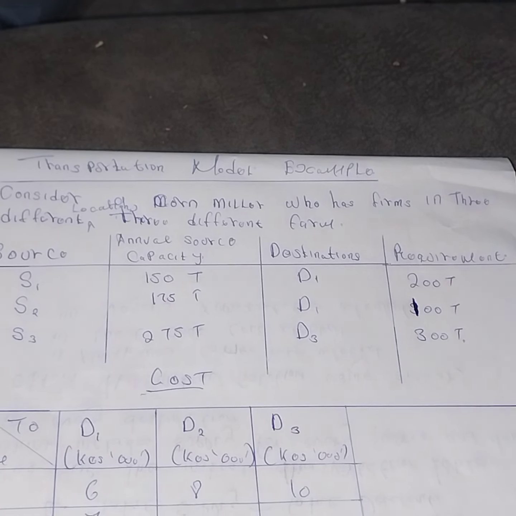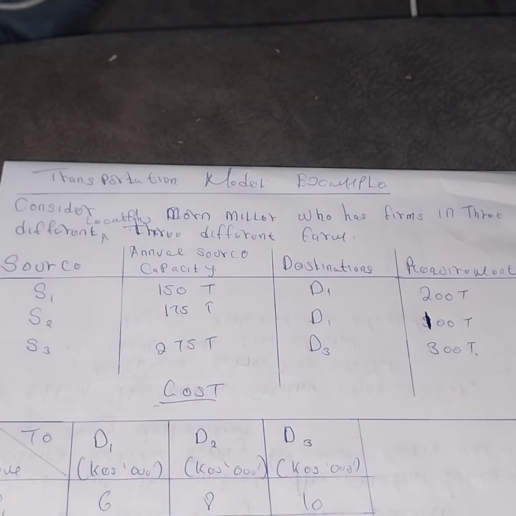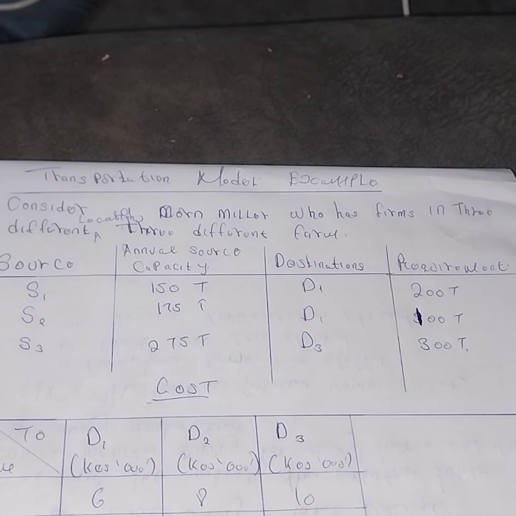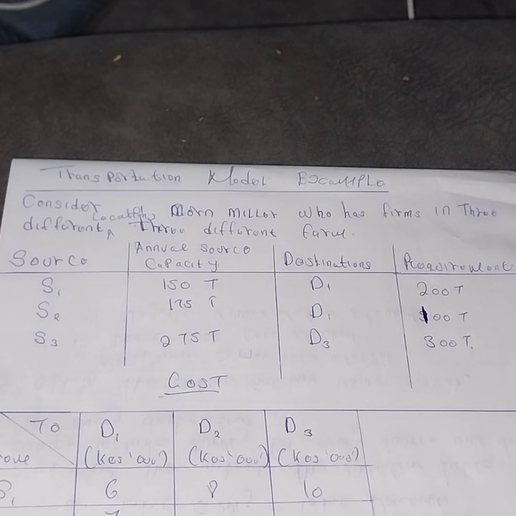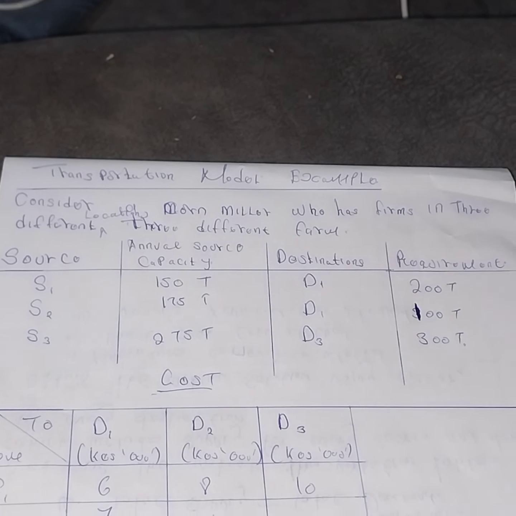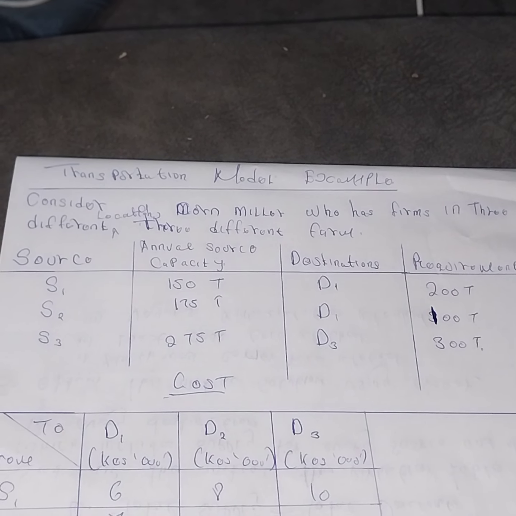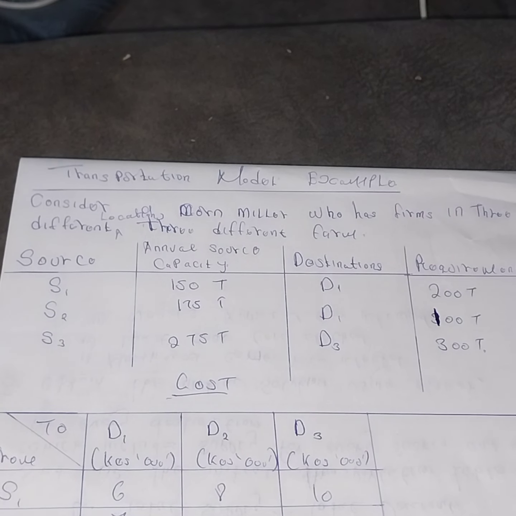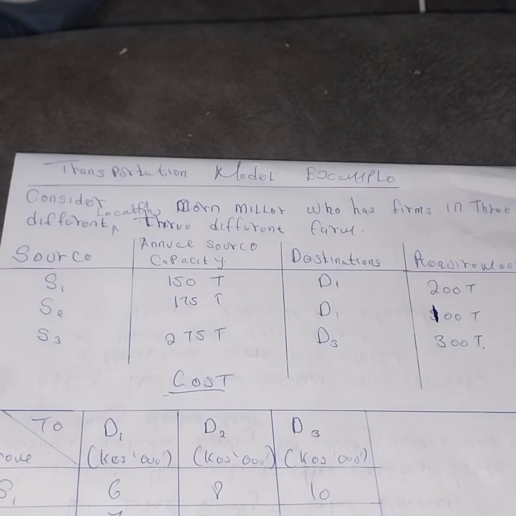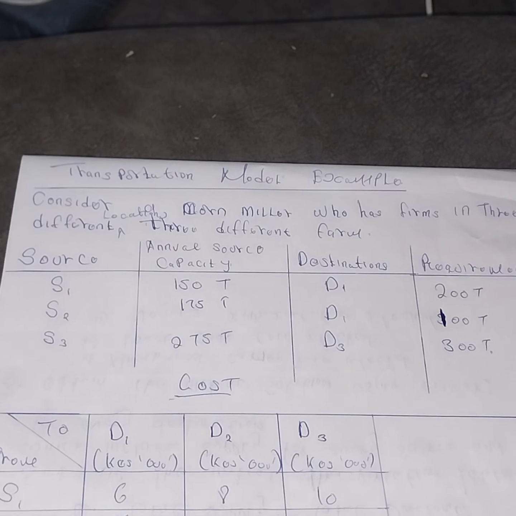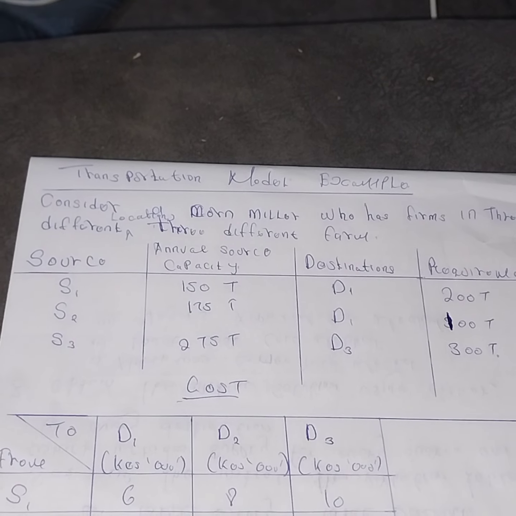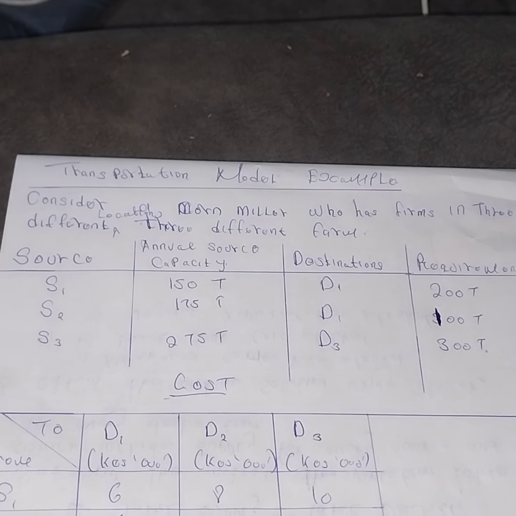miller who has three farms where he mills in three different locations, and he sources corn and processed corn from three different farms. And the sources are S1, S2, and S3. The capacity for each: source 1 is 150 tons, source 2 is 175 tons, and source 3 is 275 tons.